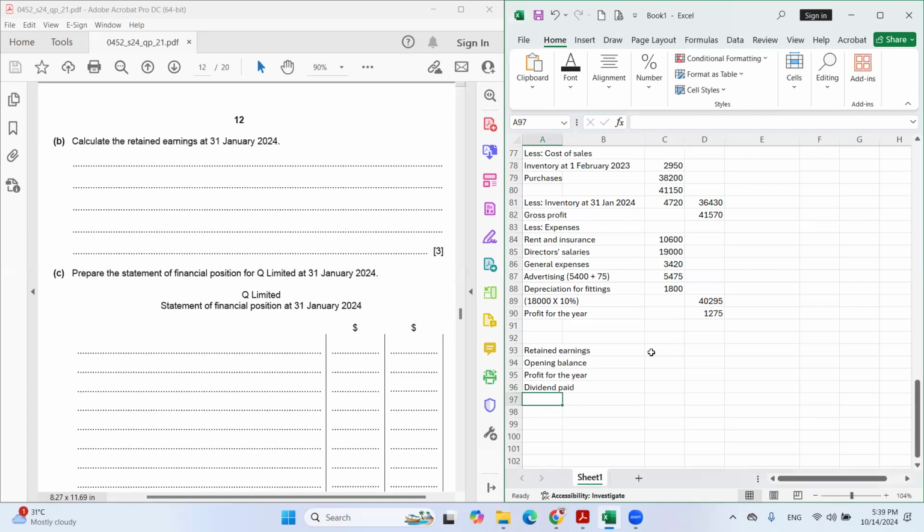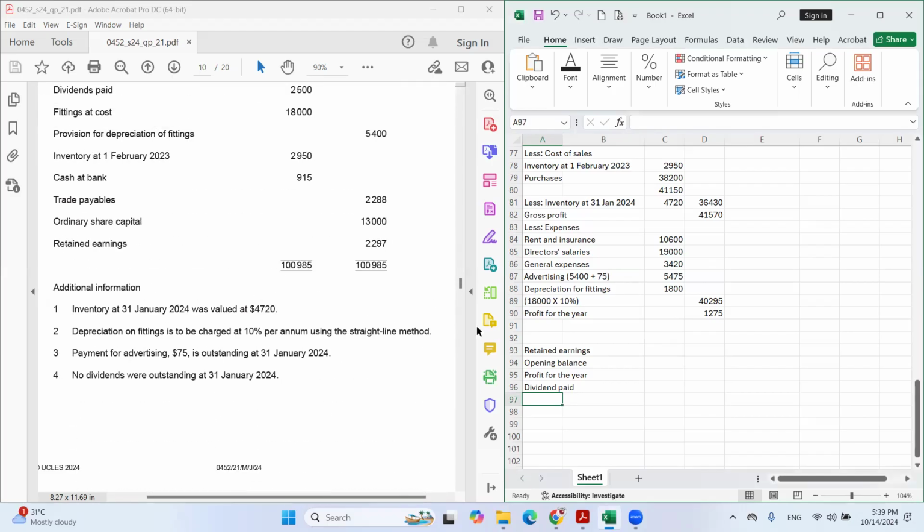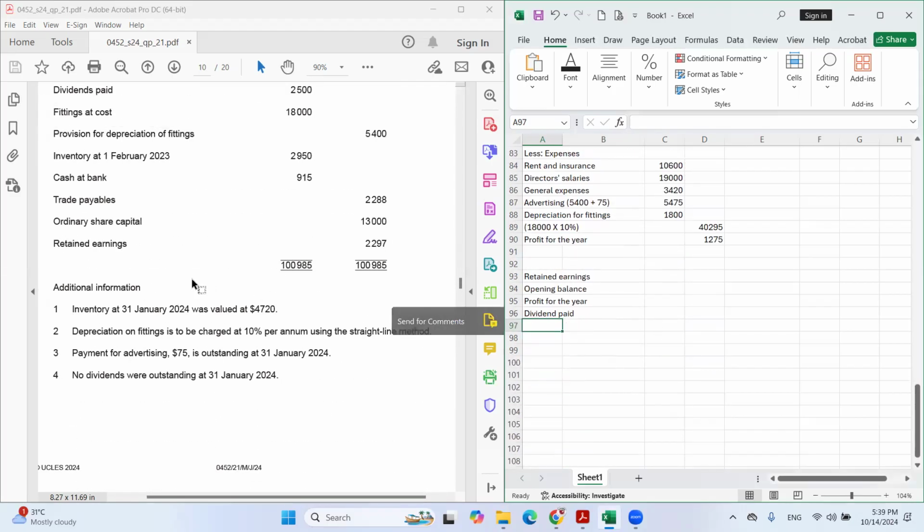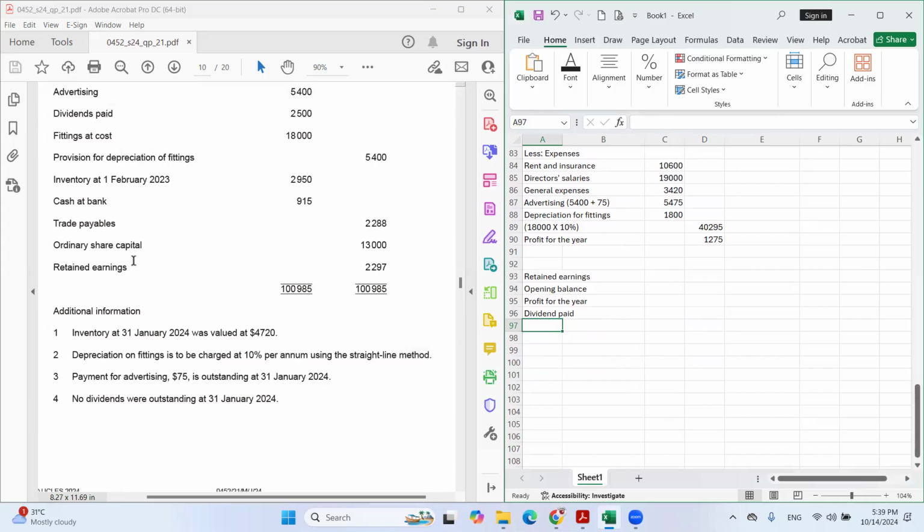And then if you have the transfer, just now I think we didn't see any transfer of it. If you have transfer to the general reserve, you have to put in, but in here they don't mention anything. So I believe don't have. So now the opening is 2297. And our profit for the year is this one.